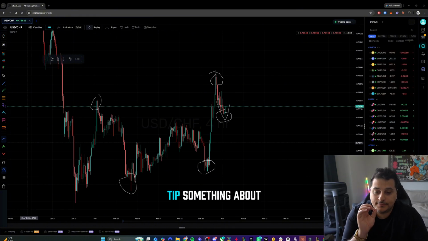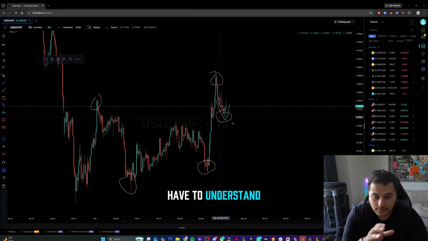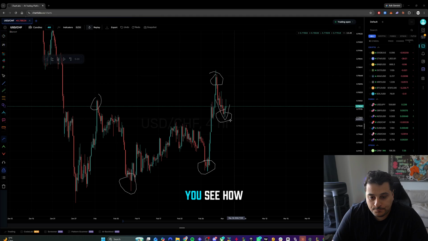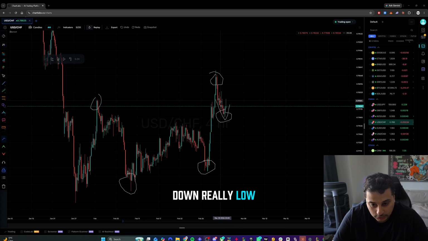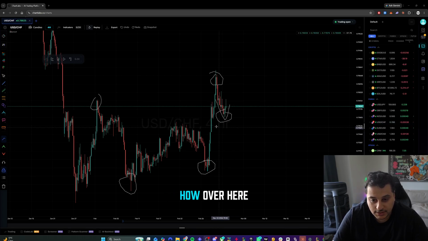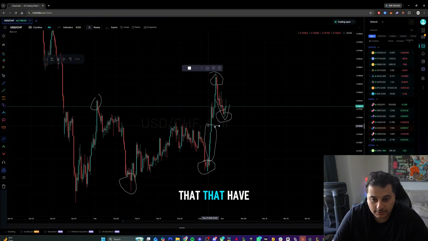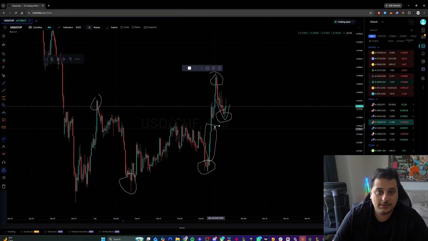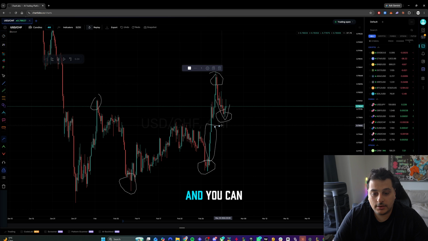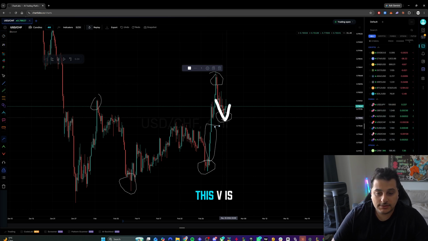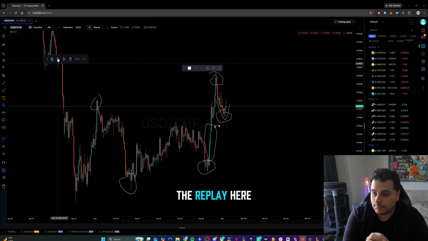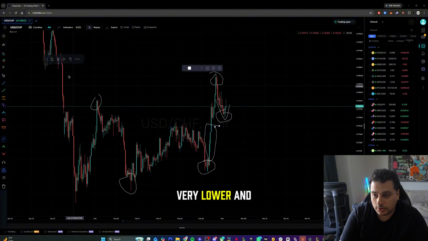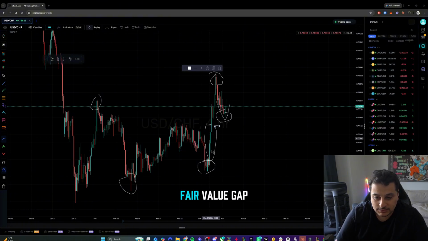Now, a quick tip, something about this low right here that you guys have to understand when you're looking at price action charting over here. You see how the price didn't really have a chance to come back down really low before forming that V. And you see how over here you have a lot of uncontested candles right there, right? That have not been retested. This is typically called a fair value gap. And you can see very clearly that this V is not going to hold. So what's going to happen? Going to the replay here, we're going to see that the price is actually going to come down much lower. And this V is not going to hold because of this fair value gap over here.